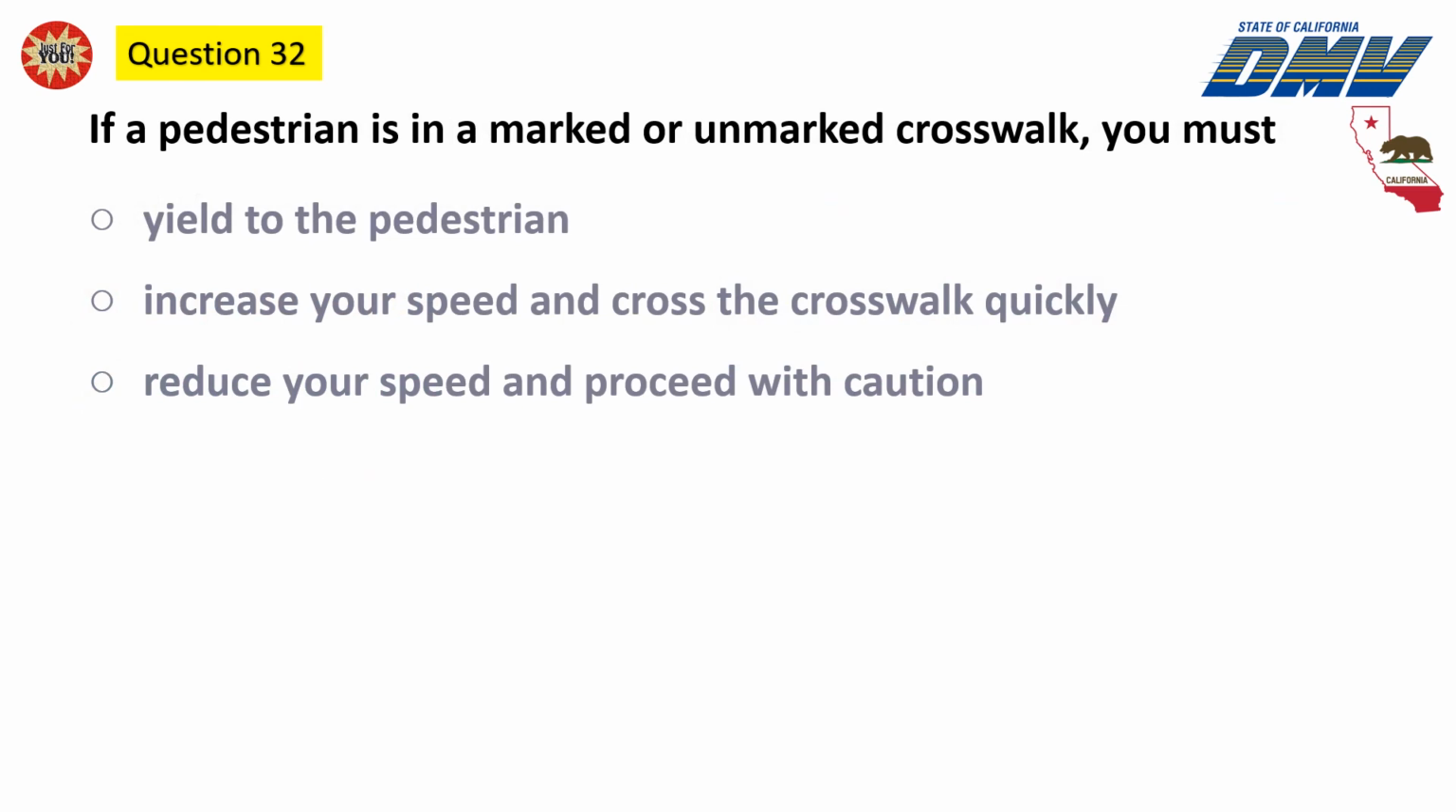Question 32. If a pedestrian is in a marked or unmarked crosswalk, you must yield to the pedestrian, increase your speed and cross the crosswalk quickly, reduce your speed and proceed with caution.